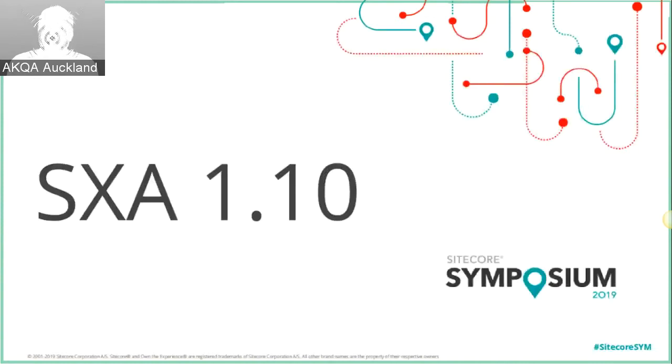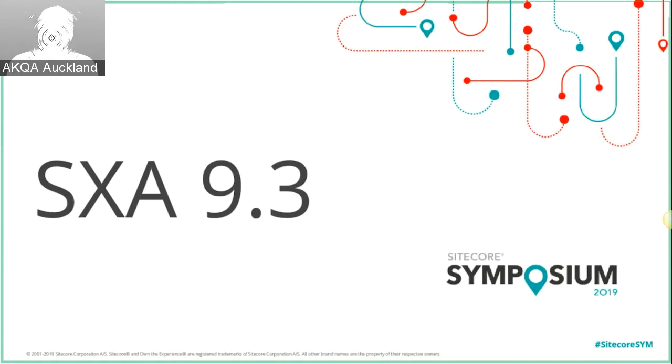SXA, this was one good thing they made. Previously we had versions 1.7, 1.8 and all. Now there is no SXA 1.10, it would be SXA 9.3. From now on they are merging with the Sitecore version, so it will always be the Sitecore version. It is good for us, otherwise a lot of times we needed to see which one is compatible with which version. So that is a good one.